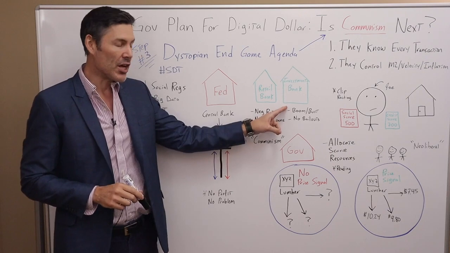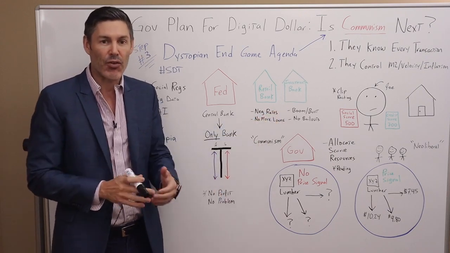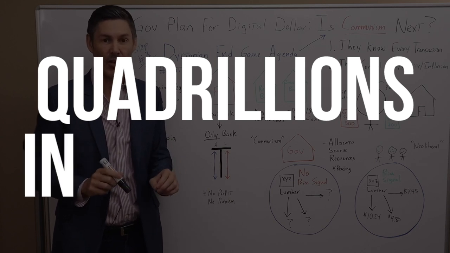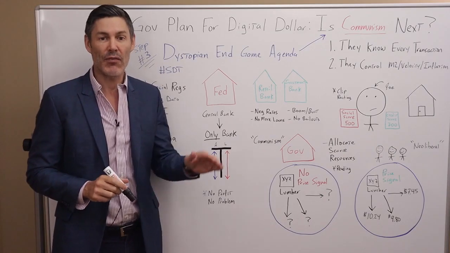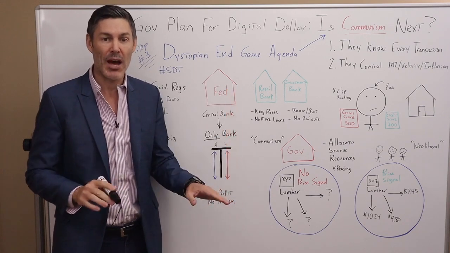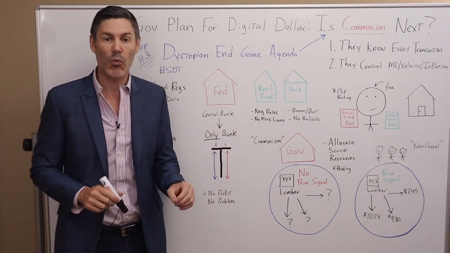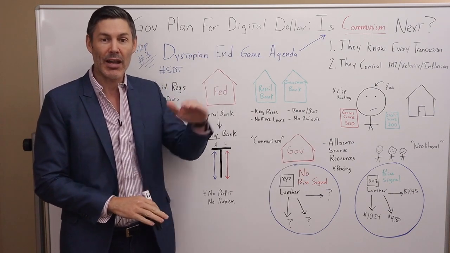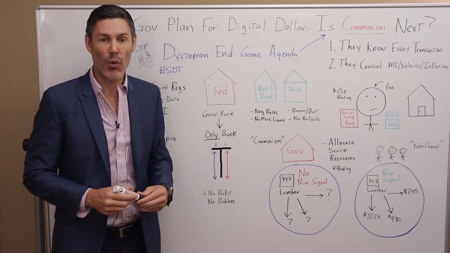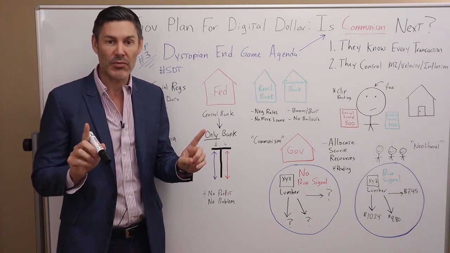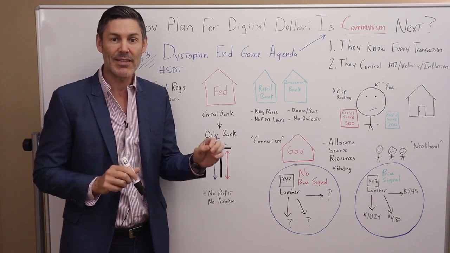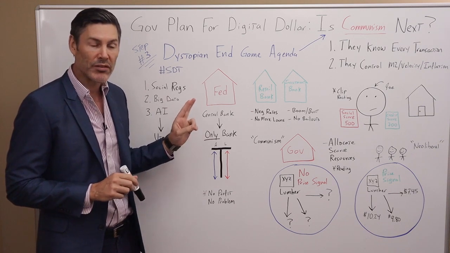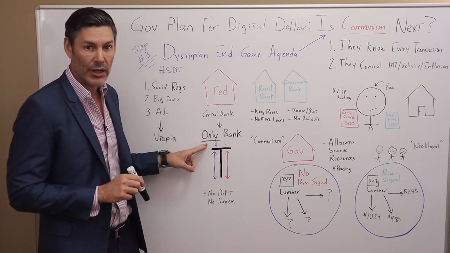And all of the financial insiders just lever up. They create all of these derivatives, the quadrillions in derivatives, because they know if it comes crashing down, it doesn't matter because the Fed or the government will bail them out. So there's limitless upside and absolutely no downside whatsoever. But what if the Fed comes in, or the government, and decides, hey, we want to not only be the central bank, we want to be the only bank.